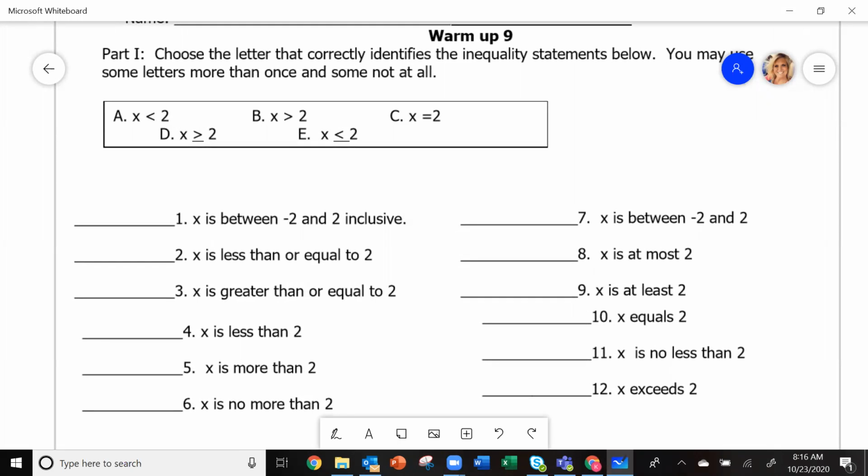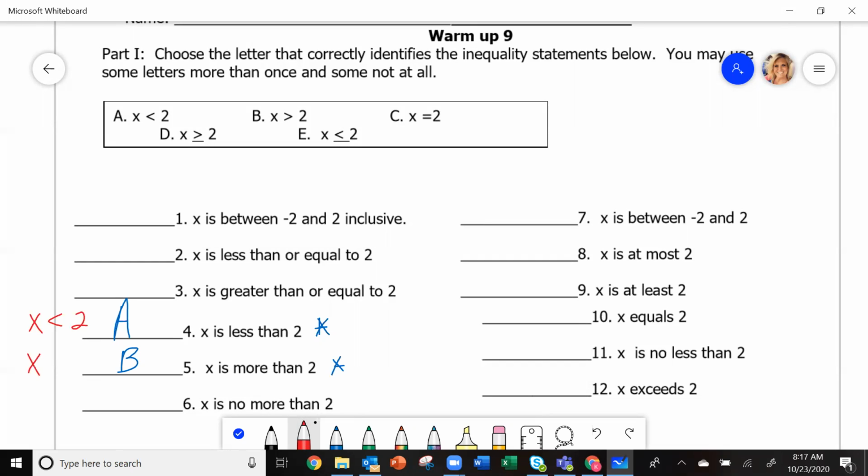All right. Let's go with some that might be a little bit easier to understand, right here. X is less than 2. You should have gotten A for that. And then the next one below it says X is more than 2. If it's more than 2, it should be B. So let's look at something. X is less than 2 and X is more than 2.